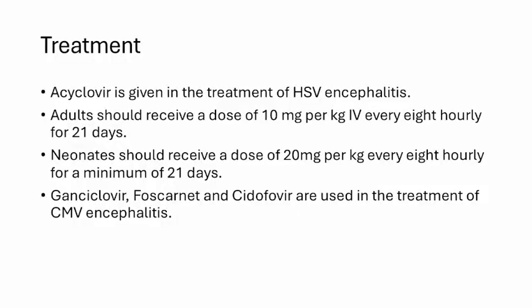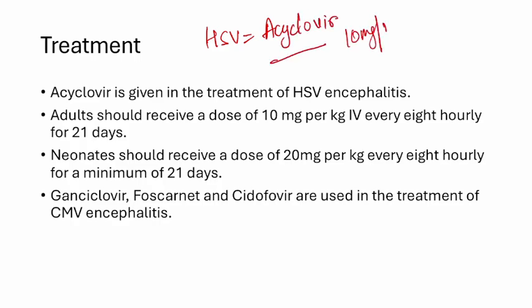Now how will you treat? We know that for HSV you have to give acyclovir. How much acyclovir? You will give 10 mg per kg IV TDS, right? 8 hourly for 21 days. If there are neonates, you will increase the dose to 20 mg per kg.